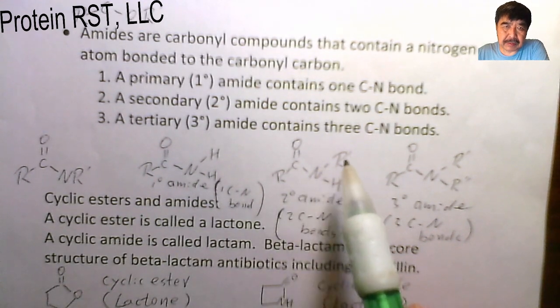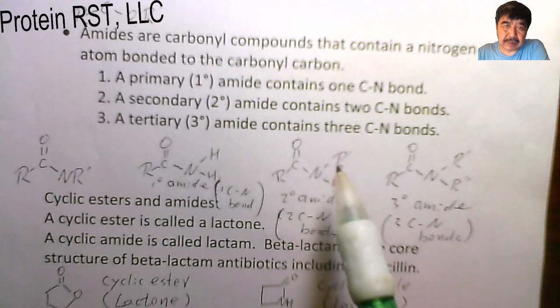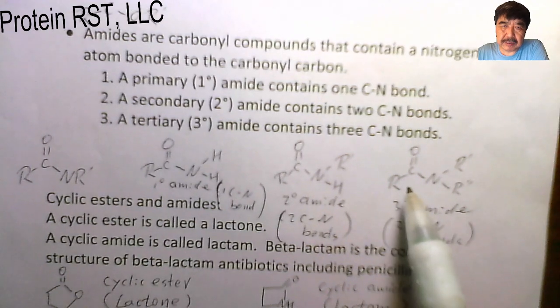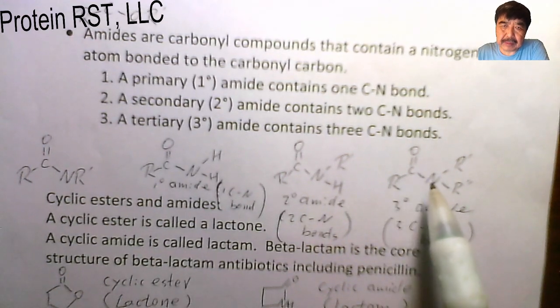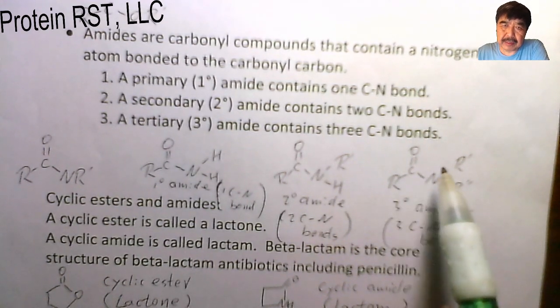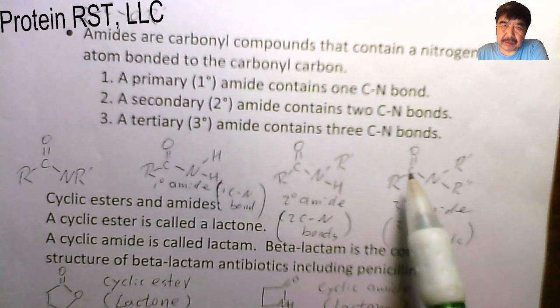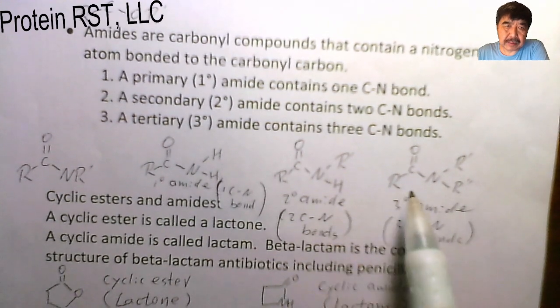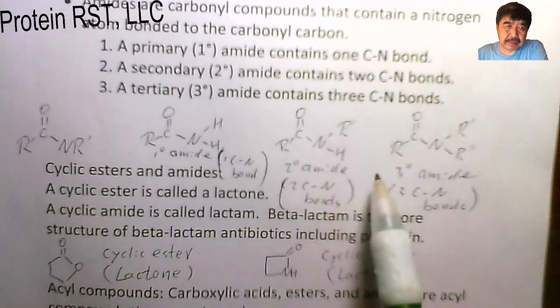This is another one. It's a nitrogen bonded to the R group. This is the CN bond. It's the CN bond. The tertiary amide then has three CN bonds, bound to three carbons. This is 1, 2, 3. This is a tertiary amide.